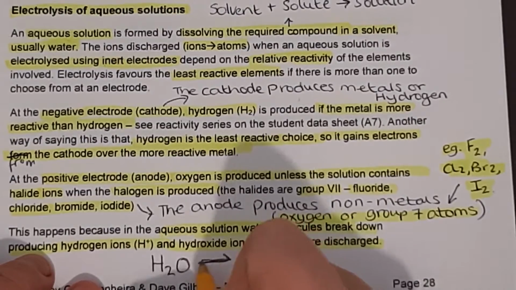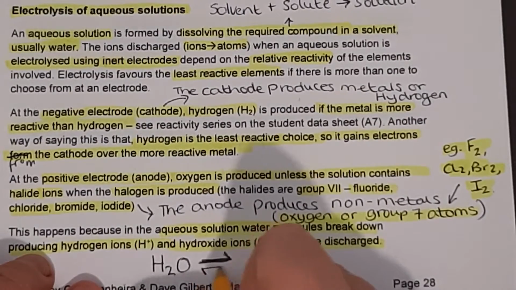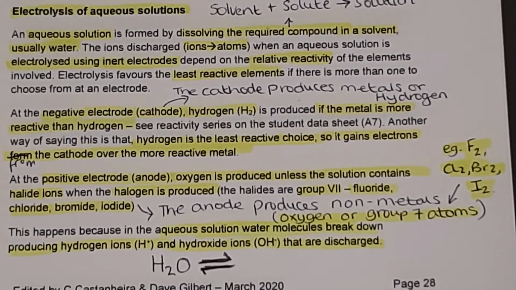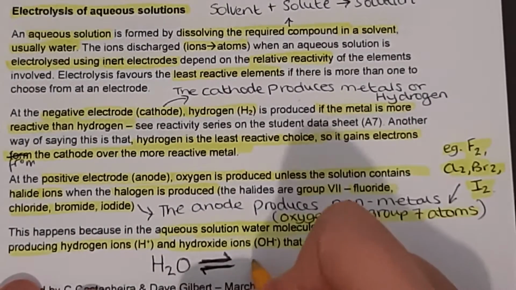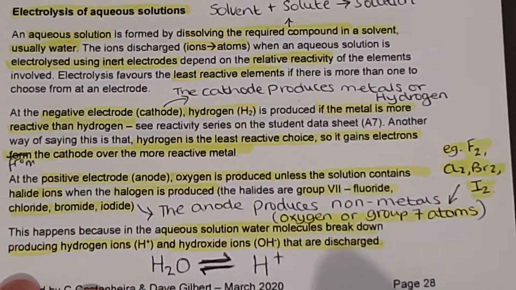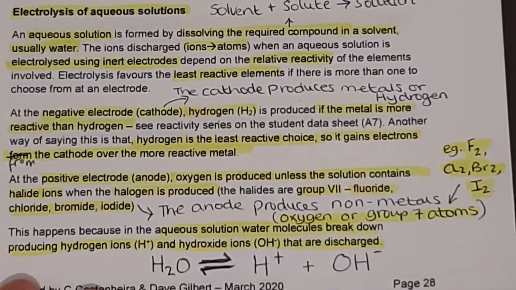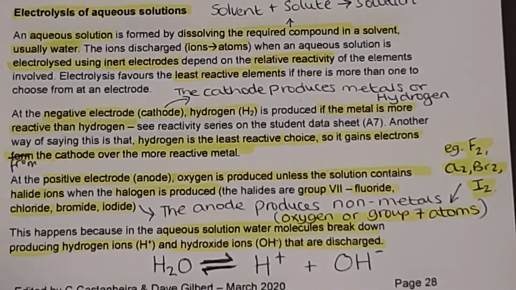Now, this arrow that I'm drawing here means this is a reversible process. It goes in both directions at the same time, continuously. And it forms hydrogen ions, which are positively charged, and hydroxide ions, or OH- ions, which are negatively charged. So make sure you've got all those notes down before we move on.